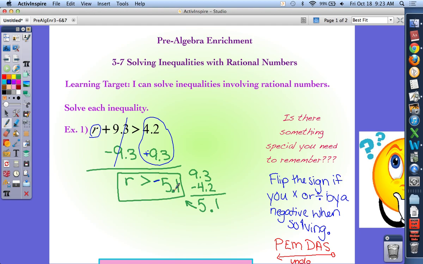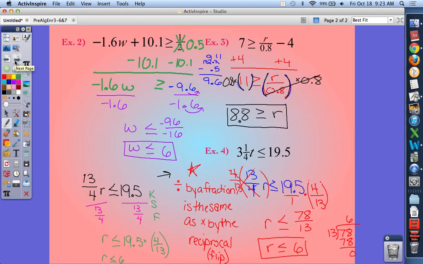Can r be negative 5.1? No. But r could be negative 4, negative 3.111, 0, 29, 100,000, and so on. Okay? On the next 3 examples, they were a little tougher. So check your work here.